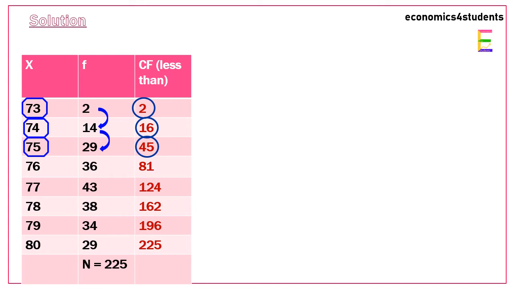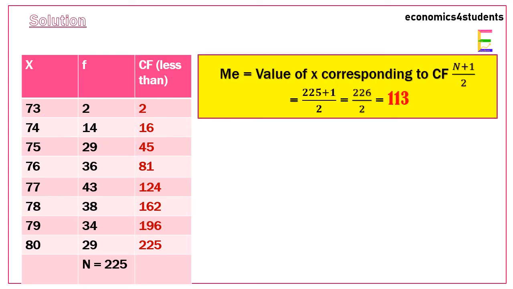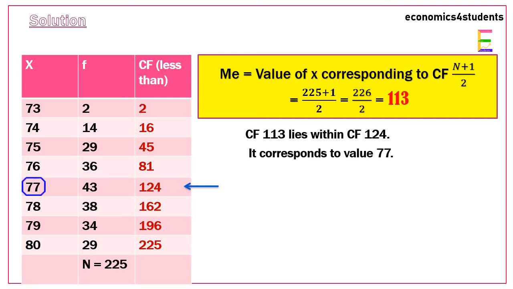For a discrete frequency distribution, median is equal to the value of x corresponding to CF (N+1)/2. Here, cumulative frequency (N+1)/2 is equal to (225+1)/2, which is equal to 113, and it lies within CF 124. The corresponding value of x is equal to 77. Therefore, median is equal to 77.